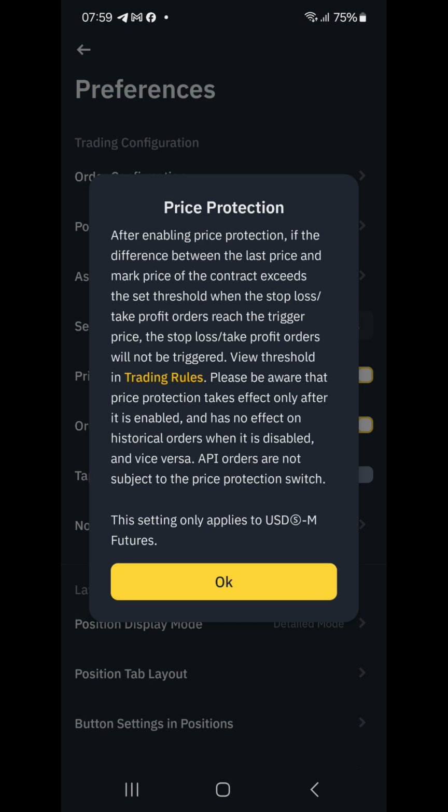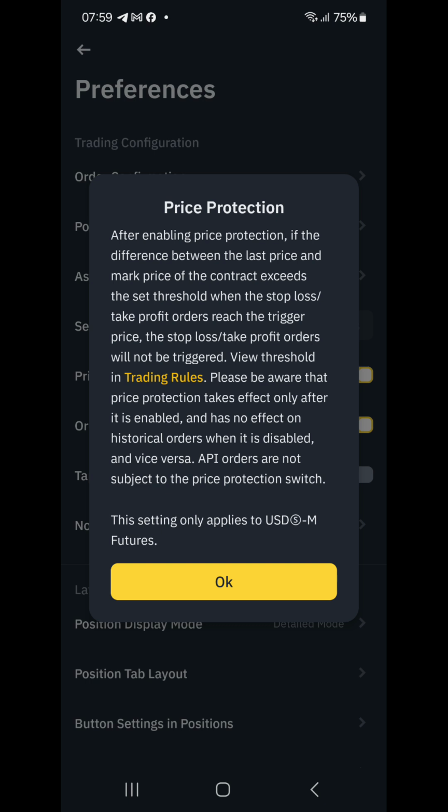So what is price protection, or what is its purpose? Now, price protection in Binance futures is a risk management feature that helps protect traders from unexpected price fluctuations due to market volatility. Now, here's how it works. 1. Purpose of price protection. It prevents orders from being triggered by sudden spikes or drops in price.